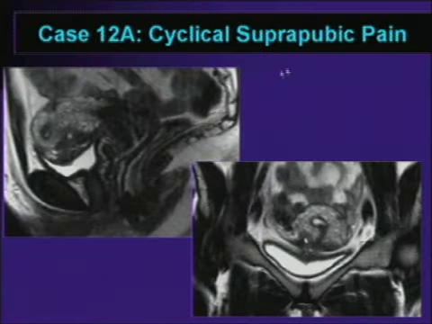Here's an interesting case. The patient had cyclic suprapubic pain and was found to have a mass on the superior portion of the bladder. The bladder is not very distended, which made it very difficult in this case, but we were questioning whether this was a mass exophytically coming off the uterus or actually a bladder mass.